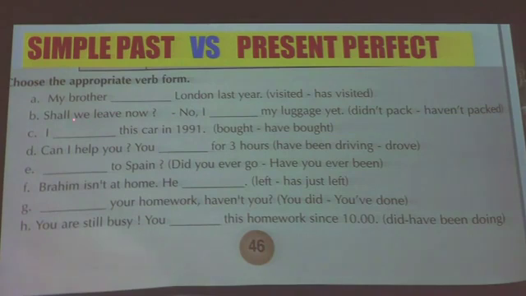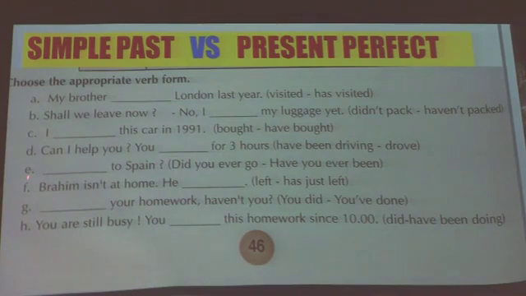Now here, B: shall we leave now? No, I, my luggage, yet. So here we have yet. Once again, this is an indicator. It indicates the tense of this sentence. Here, C: I, this car in 1999. Okay, in 1999. Here, D: can I help you? For 3 hours. For 3 hours, okay?